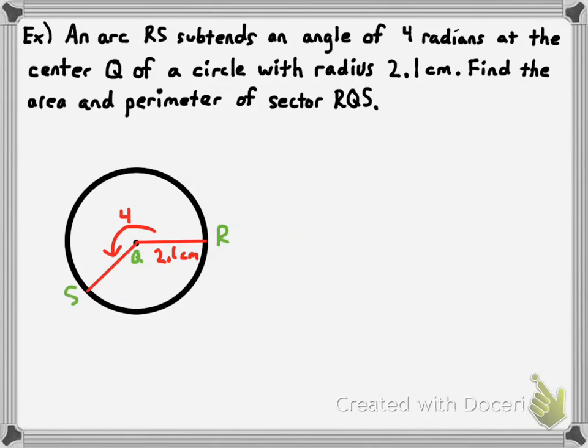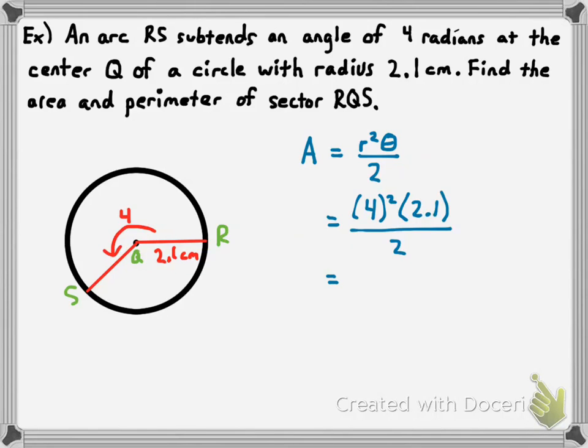Now, to find the area, all right, we got to find area first. We're going to use that area equals r squared theta over 2 formula. So simply we're going to go with 4 squared times the central angle measure, and it's in radians, so that's good. It works for this formula. Divided by 2. And see what that gives you. 16.8 square centimeters is going to be the area of the sector.